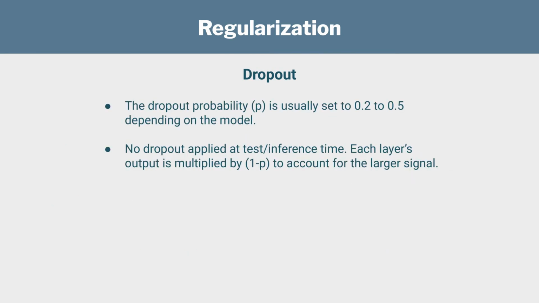In practice, the dropout probability p is set anywhere from 20% to 50% depending on the model, and it doesn't have to be applied to every layer. Dropout isn't used at test or inference time, which means units will be receiving much larger signals. To account for this, a layer's outputs are scaled down in proportion to the dropout rate. This is done by either multiplying the output by 1 minus p or dividing the output during training time by 1 minus p. So weight decay and dropout are both techniques which add some noise to the network.